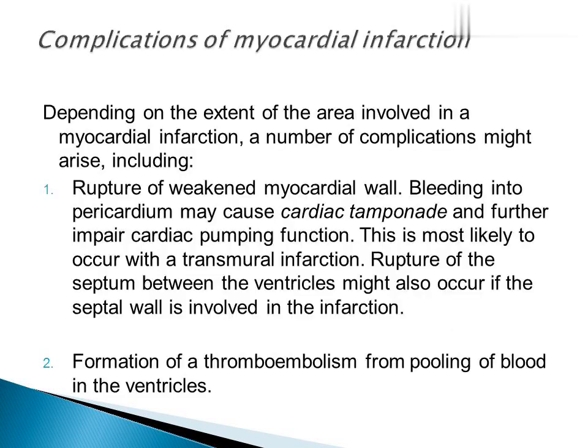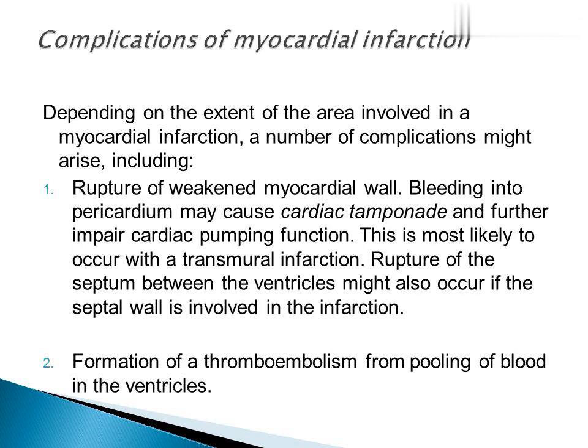Complications of myocardial infarction. Depending on the extent of the area involved in a myocardial infarction, a number of complications might arise, including rupture of weakened myocardial wall. Bleeding into pericardium may cause cardiac tamponade and further impair cardiac pumping function. This is most likely to occur with a transmural infarction.